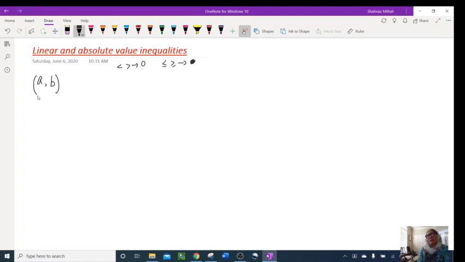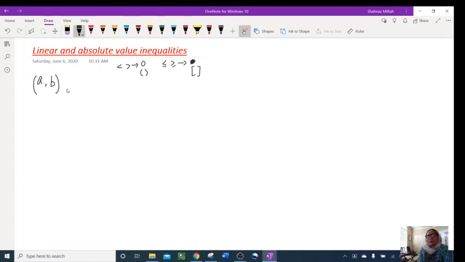When you have these open parentheses, it means not included. This is a hole like this. So I'm just going to put these parentheses here so you know what this means. If it's included, it's going to be brackets. So don't confuse that. So a and b are interval notations.